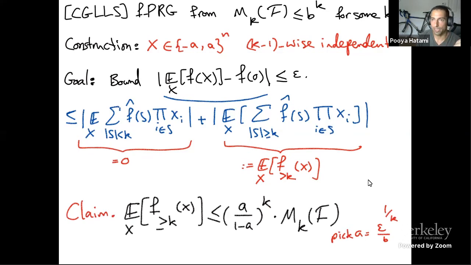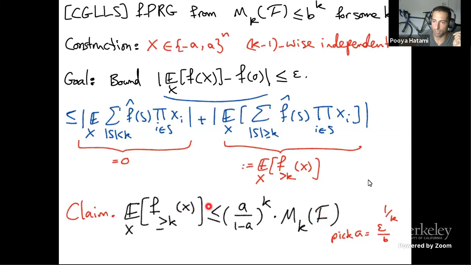And the key claim is that you can actually bound this by the following quantity. It's a over 1 minus a to the k times m sub k of the family F. And this is quite interesting because on the left, we have a quantity where all of the levels above k appear. But on the right, we have a bound that involves only level k Fourier coefficients of F. And clearly, this is not true if I wrote lowercase f inside here.